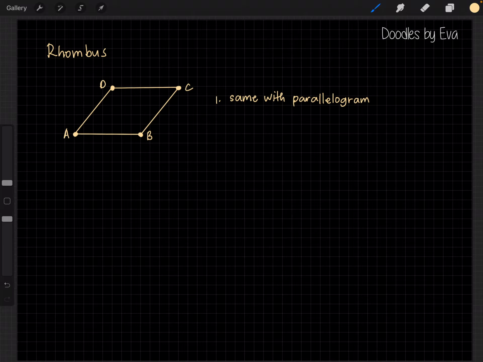Whatever a parallelogram has, the rhombus also has. Okay? Plus, you just need to add this: all four sides are equal. Okay, what are these sides? Line AB is equal to BC, also equal to CD, and equal to DA. So all four sides are equal. So these are the properties of a rhombus. Okay, next.